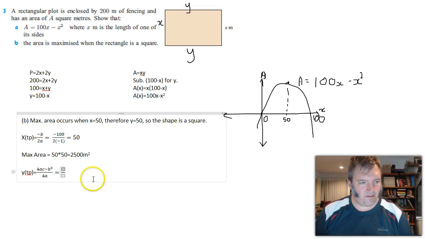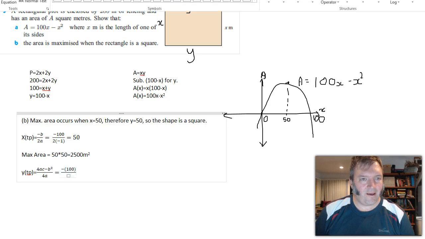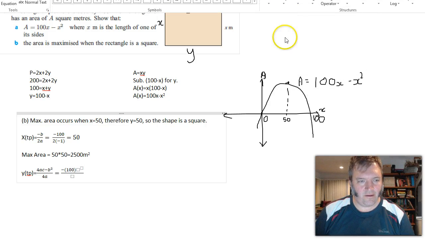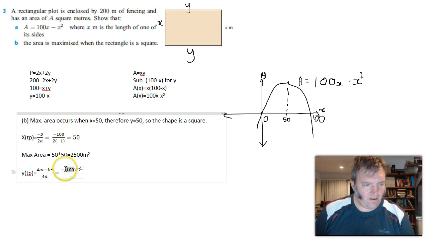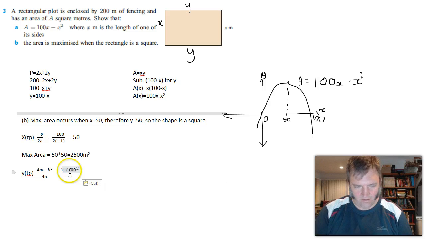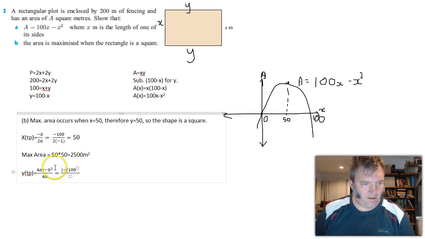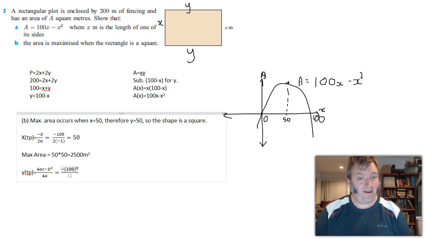4ac, well, we've got c equals 0, so that sort of disappears. We've just got negative, b was 100 squared. Oh, come on, slacker. Put the proper thing in there. I'll get faster at this. I'm used to just writing these days, so a bit slower at this than I'd like to be, but I'm sure you'll cope. Just delete that bit. -100 squared.